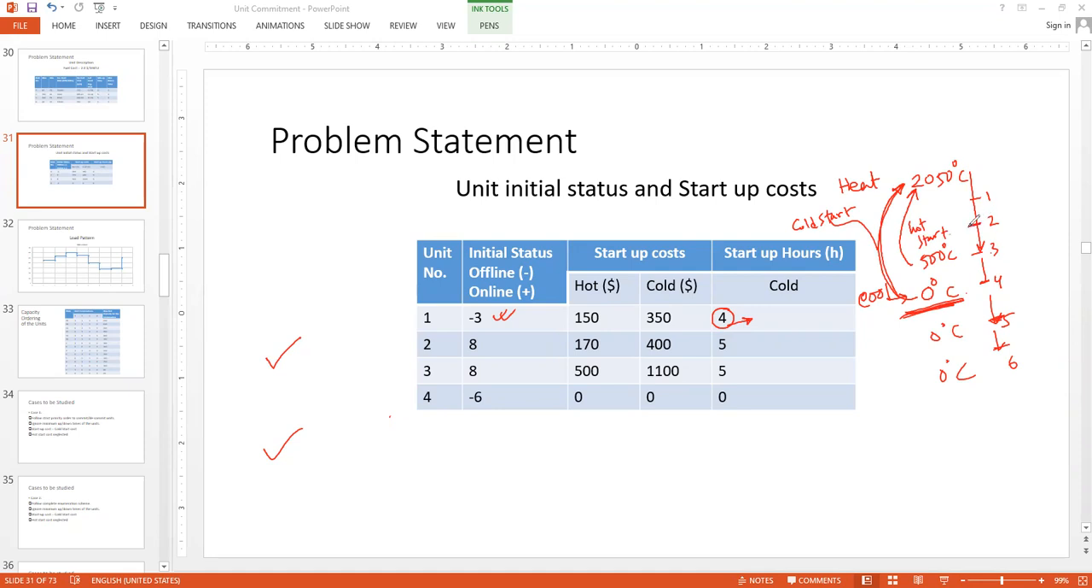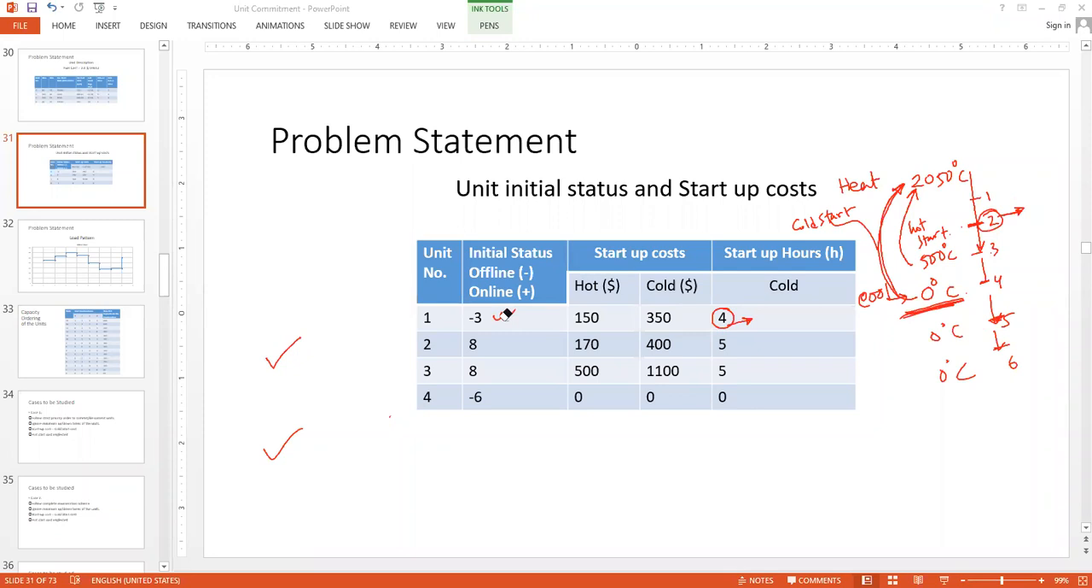And of course, you have to make sure the minimum downtime is maintained. So minimum downtime for unit number 1 was 2 hours. So of course, the unit has to be turned off for at least 2 hours to make it ready to be turned on again. That value is mentioned in the minimum downtime column in one of the previous slides. Okay, so I hope it is clear.